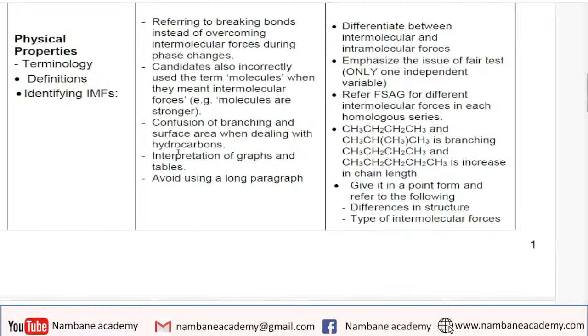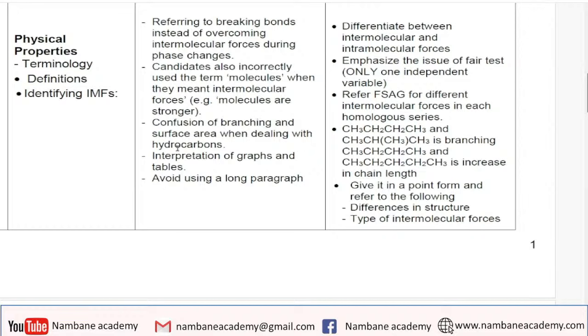Then remember, the physical properties are about the change in state or phase, and that requires energy to break the forces. So it talks to the amount of energy that will be required to overcome the strength of those intermolecular forces. The ones with stronger intermolecular forces will always require more energy to overcome them.